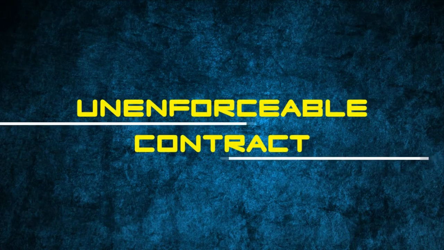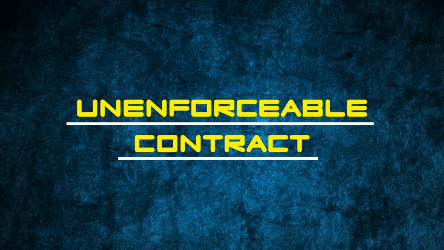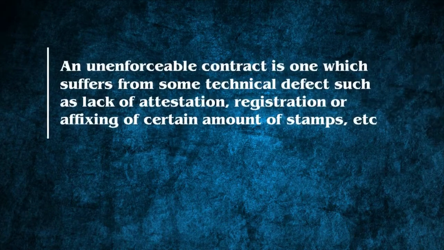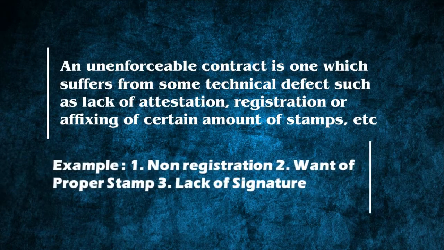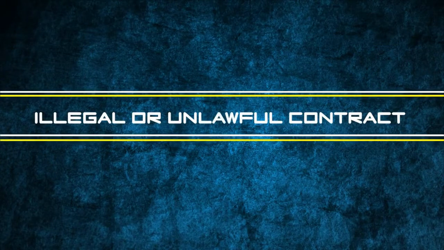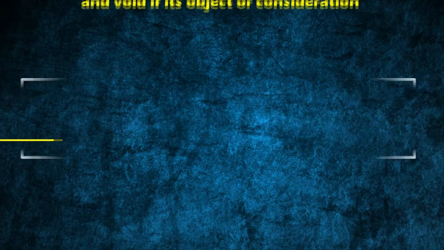The next type of contract is unenforceable contracts. An unenforceable contract is one which suffers from some technical defect such as lack of attestation, registration or affixing of certain amount of stamps, etc. Example: 1. Non-registration. 2. Want of proper stamp. 3. Lack of signature.